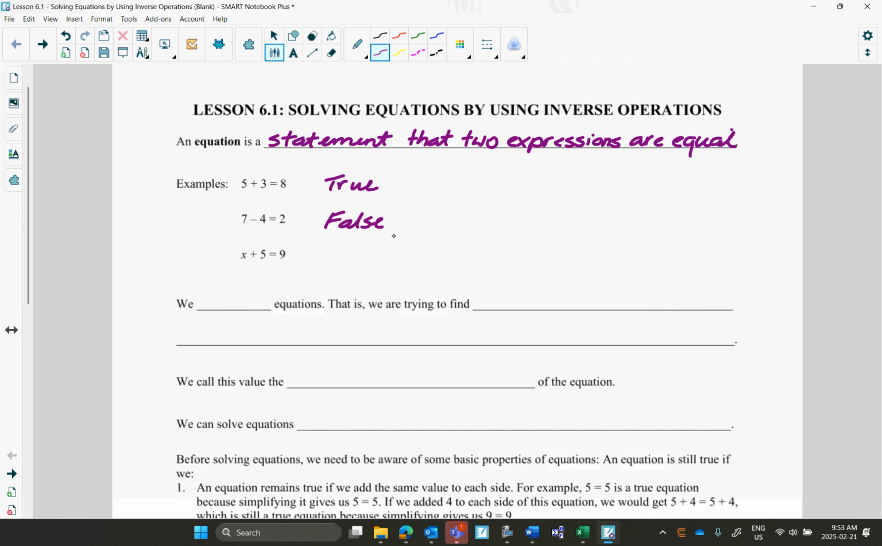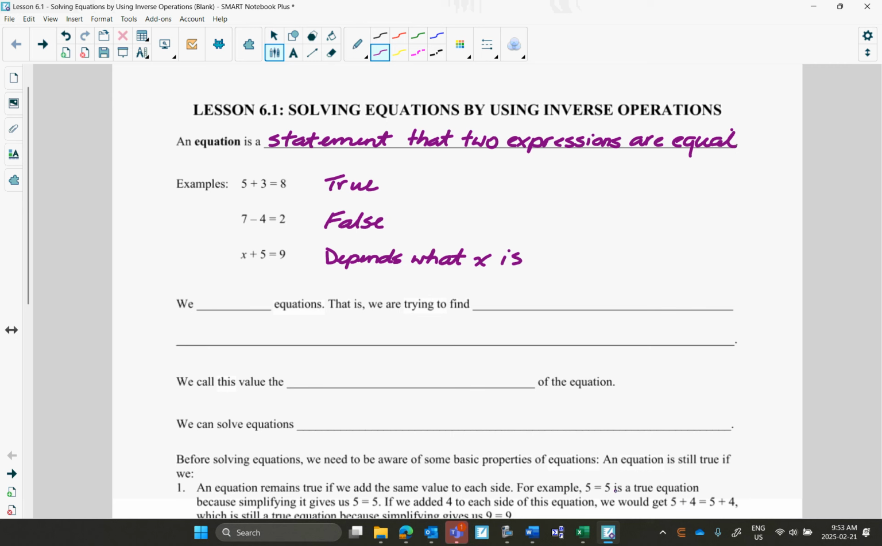Okay, why are you doing that? Perfect. Depends what x is. If x is 4, it's true. If x is any other number besides 4, it's not true, it's false.